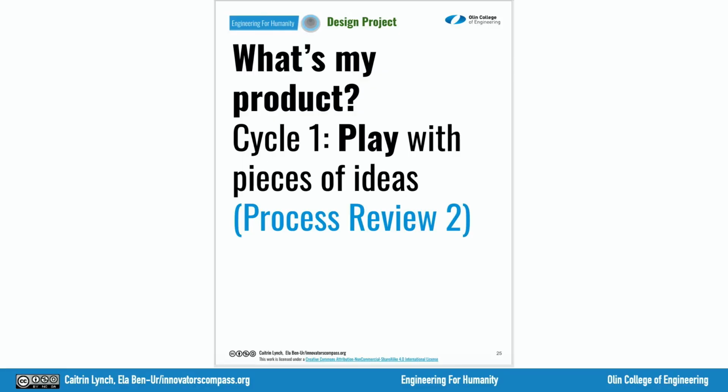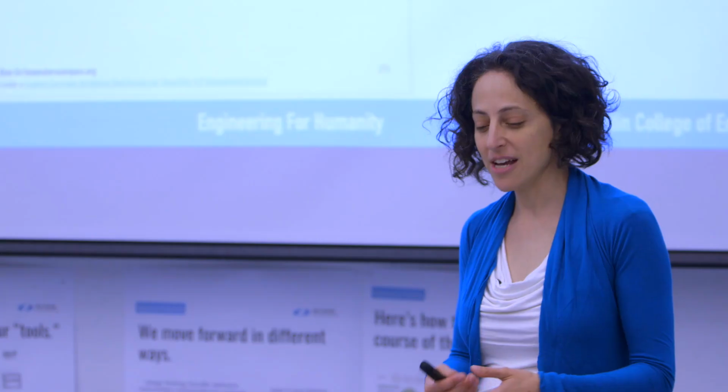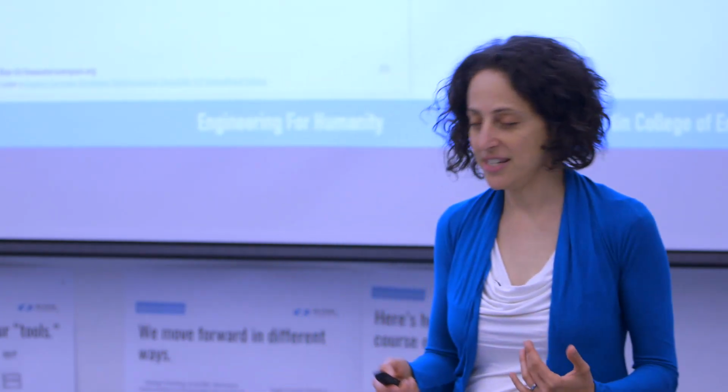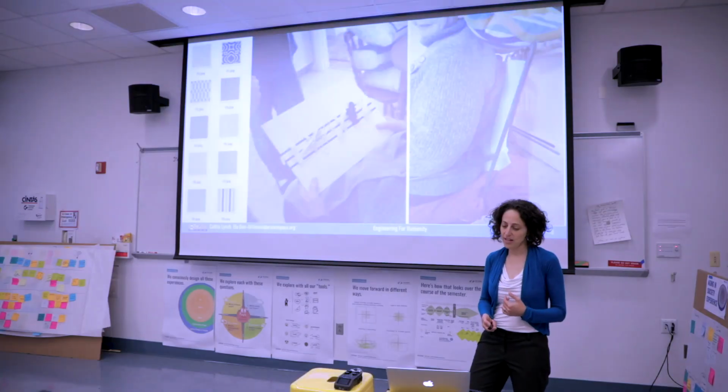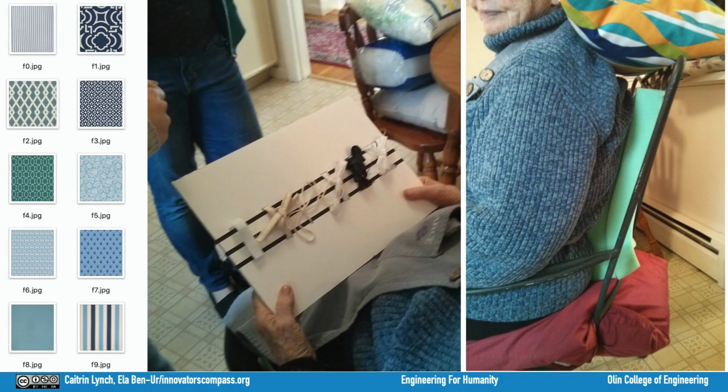Here, we're continuing to develop the question in detail of, what's my product? What are my product details? The first step is to just play with different pieces of ideas. This is for process review 2. This is a way that one team did it. They played separately with character.